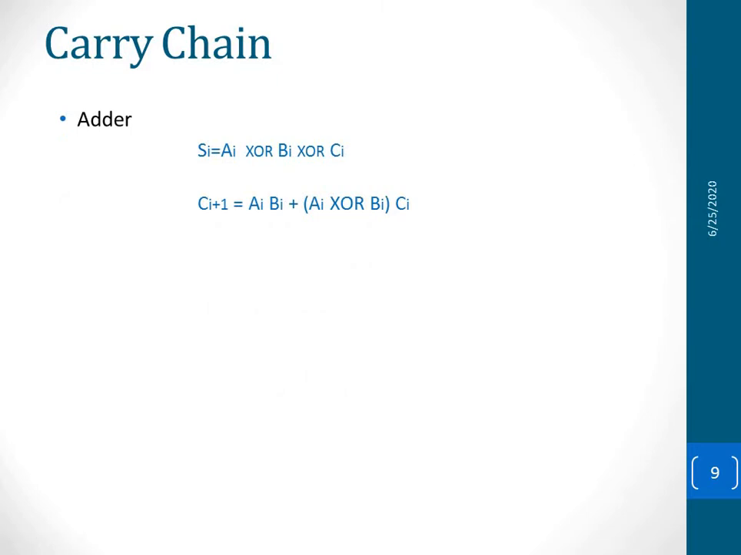And this carry chain, suppose I am going to implement an adder which is having some output. SI is AI XOR BI XOR CI, and finally the carry output, which is CI plus 1, is AI BI plus AI XOR BI into CI. Suppose this is one such adder which is implementing the addition operation and is producing the output sum and carry. So this requires two lookup tables. One lookup table is to implement the sum, and the other lookup table is to implement the carry output.